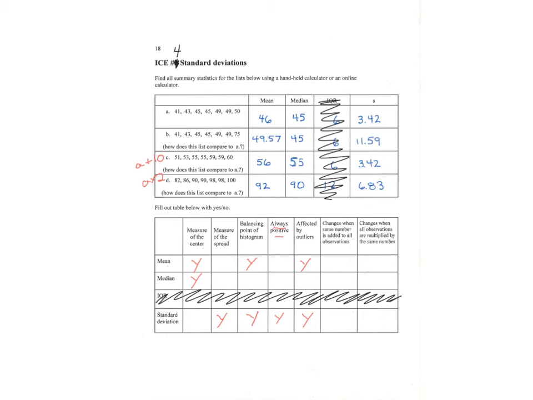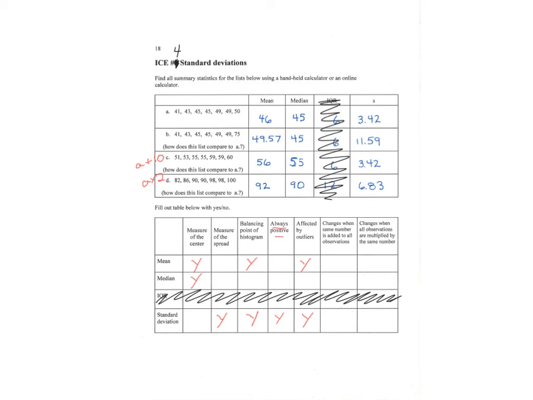So now let's look at how does A compare to C? Okay, well, the mean in C is 10 larger than A. The median is 10 larger. But the standard deviation did not change. So what's happening here is when we add a number, it's like we took that whole distribution and we just slid the whole thing down the number line. You know, the whole histogram, we just slid it down. So how spread out the observations are relative to each other does not change.